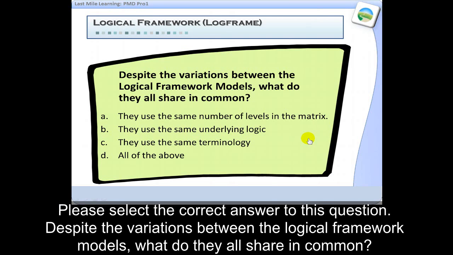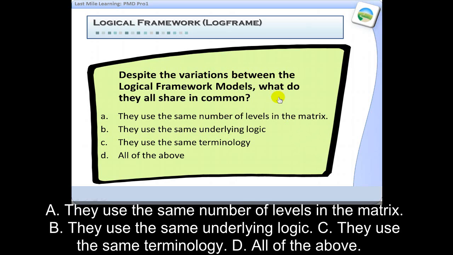Please select the correct answer to this question. Despite the variations between the logical framework models, what do they all share in common? A, they use the same number of levels in the matrix. B, they use the same underlying logic. C, they use the same terminology. Or D, all of the above.